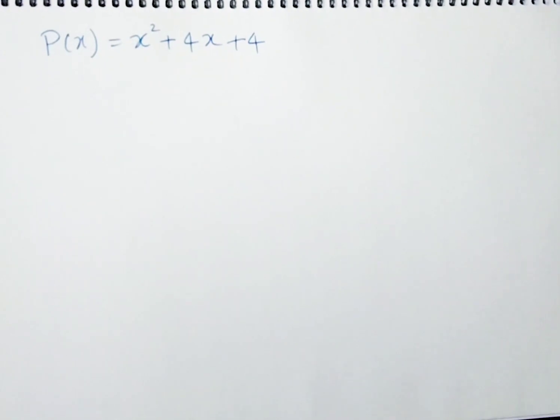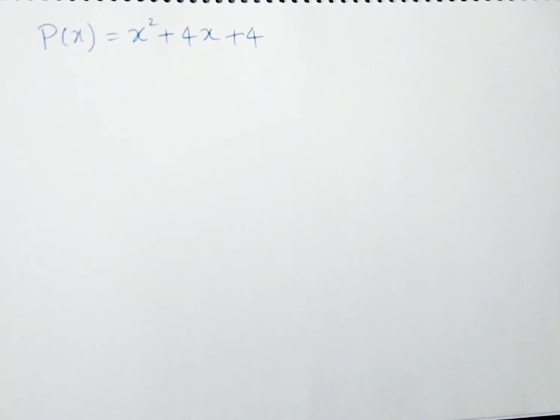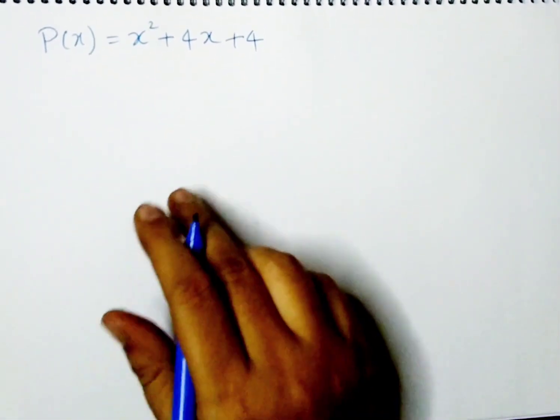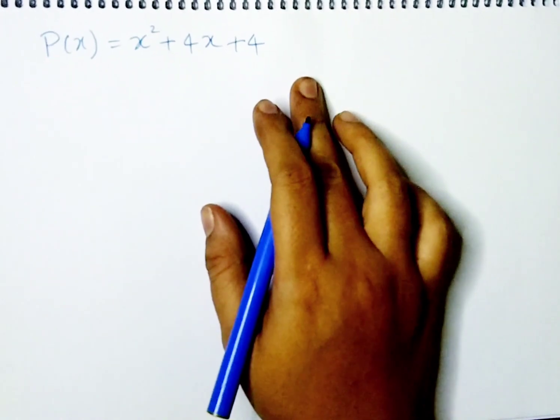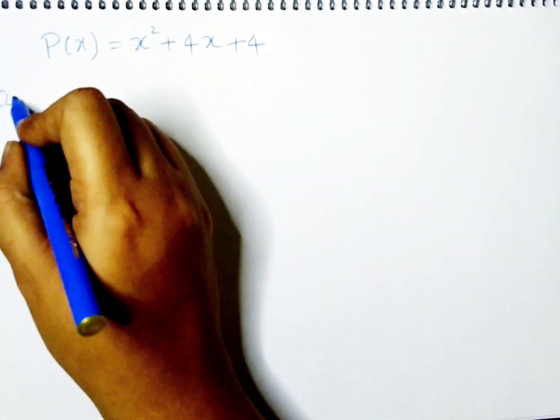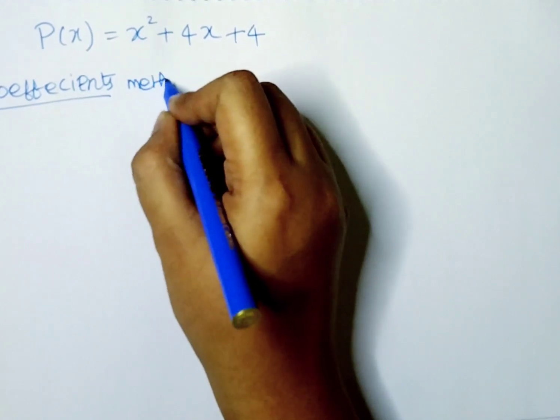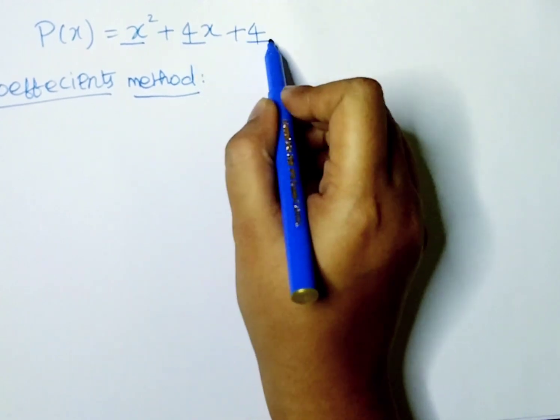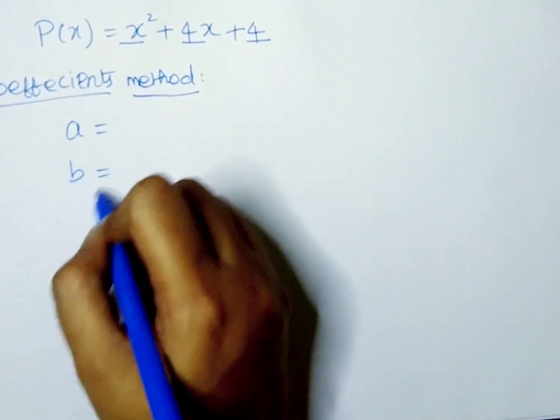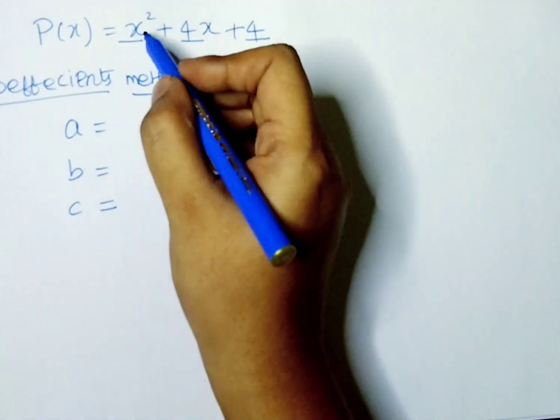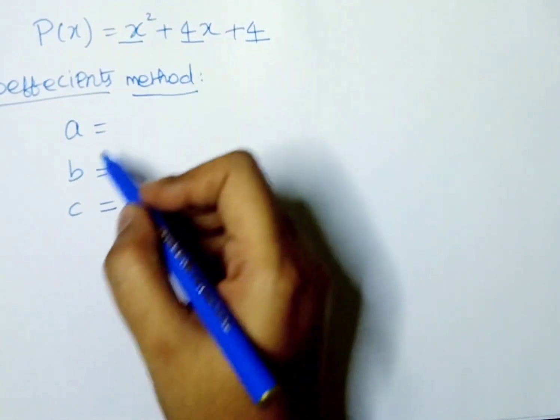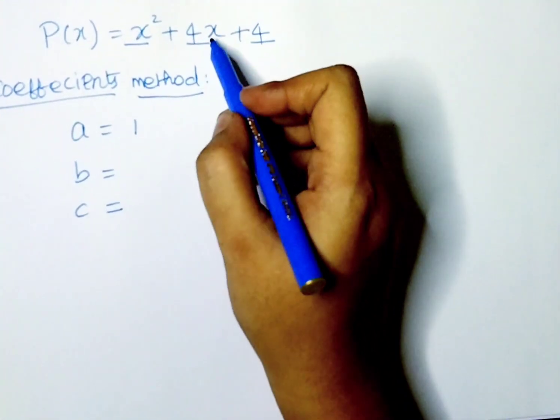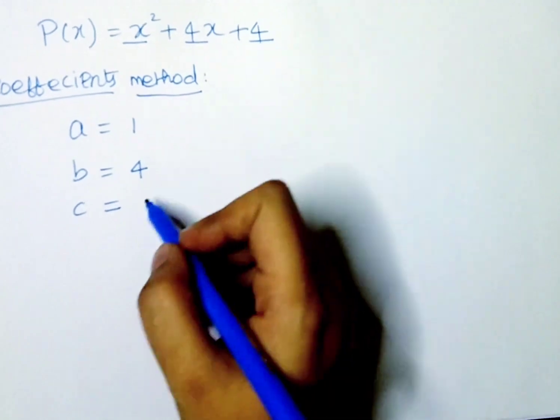As I have mentioned, to find the zeros of a polynomial, you can use the trial and error method, or the factorization method you learned in the previous class, or we have one more method: using the coefficients. Take the coefficient of x square, x and the constant as a, b and c. The coefficient of x square is a, the coefficient of x is b, and the constant is c. Here the coefficient of x square is 1, the coefficient of x is 4, and the constant is 4 again.